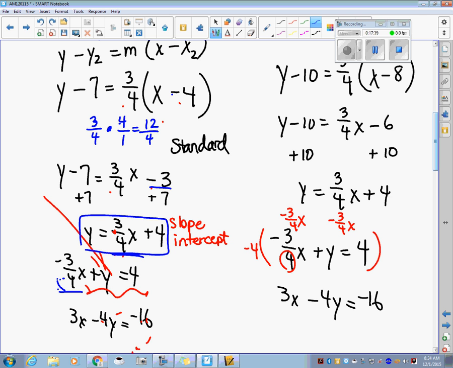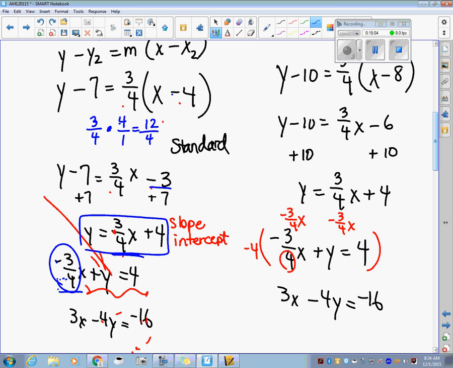So in order to make this an integer, I'm going to multiply both sides by -4. I multiplied it by 4 to get rid of this, and a had to be positive, so I'm going to multiply it by negative. So -4 times this gives me 3, -4 times this gives me -4, and -4 times 4 gives me -16.